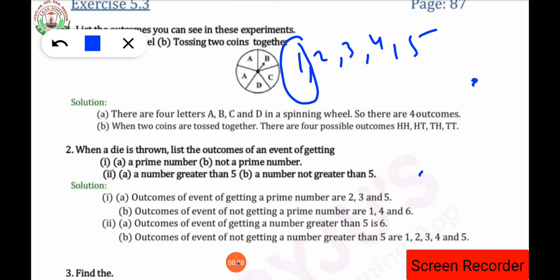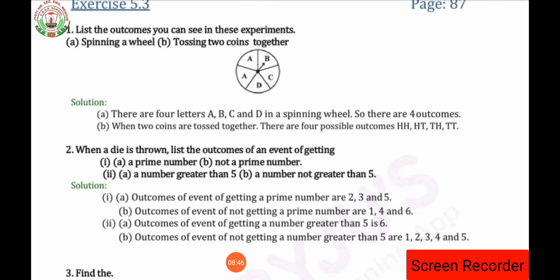So if 1 is not a prime number, how many prime numbers will the die contain? The prime numbers are 2, 3 and 5. These are the 3 prime numbers. So what will be the answer for this? 2, 3 and 5 are the prime numbers. So when a die is thrown, the outcomes of the event of getting a prime number are 2, 3 and 5. 1 is not a prime number. Always remember. Clear up to here?